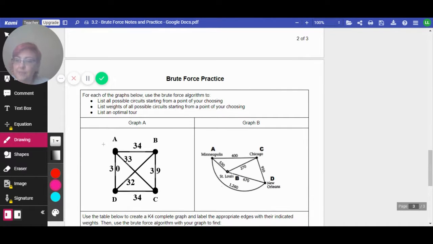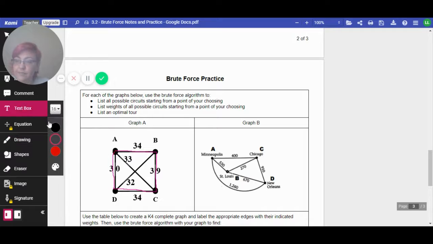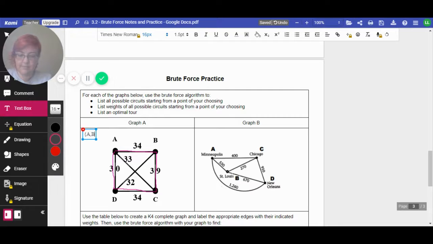So, coming here, A, B, C, D, A is going to be 34 plus 39 plus 34 plus 30. Do that in my calculator. 137.